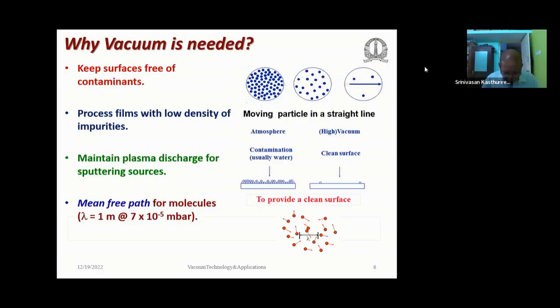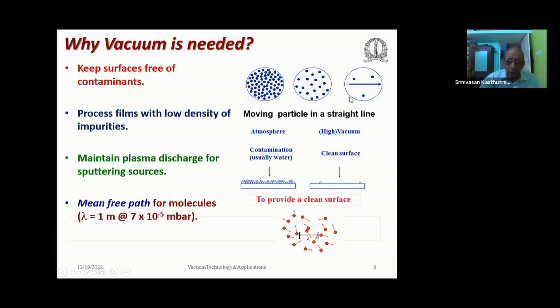Okay. Why do we need vacuum? Vacuum is needed to keep the surface free of contaminants. So, for example, in this picture, you see 3 figures. The first figure is having large number of dots in a circle. Second one, relatively less number of dots. The third one, only 3 dots.